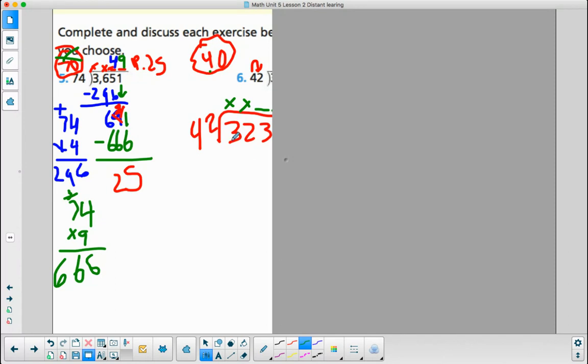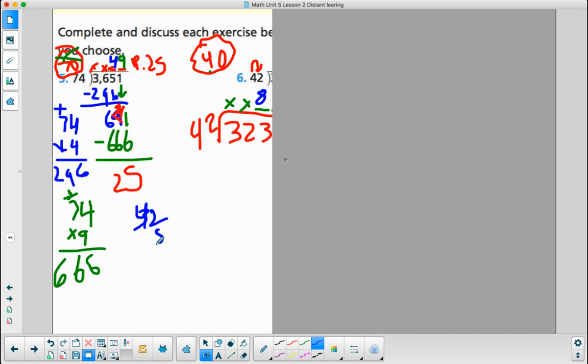How many 4s in 3? None. How many 4s in 32? Easy pleasy. That's a basic fact. There's 8. So if there's 8 4s in 32, there's about 8 40s in 323, so there's about 8 42s in 323. Now I'm taking out not 40s, I'm taking out 42s, so 8 multiplied by 42. Don't ask me why I wrote a 3.